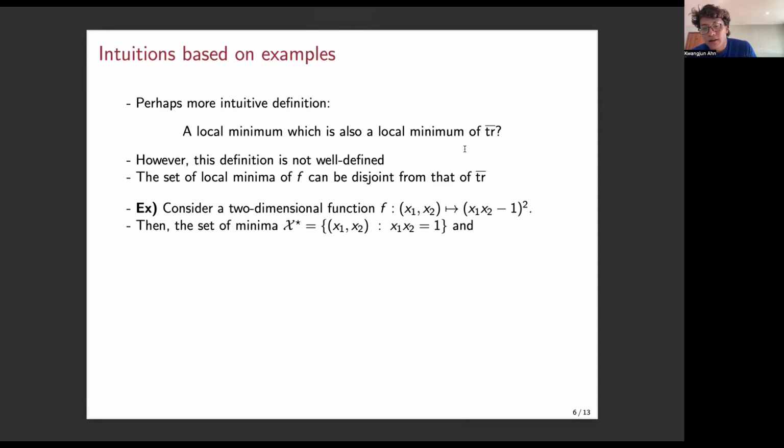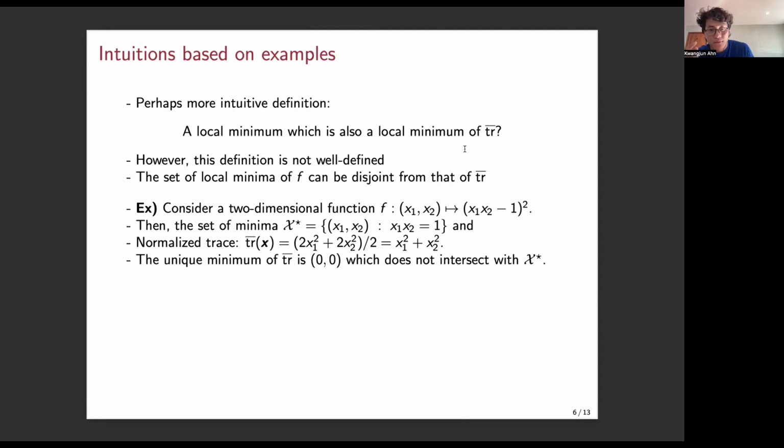Then the set of minima clearly is this parabola defined by x1 times x2 equal to 1. And with some calculation, you can show that the normalized trace is nothing but x1 squared plus x2 squared. So you can see that the unique minimum of this normalized trace is at the origin, which does not intersect with x star. So this first attempt, the intuitive definition, is not quite well defined here.